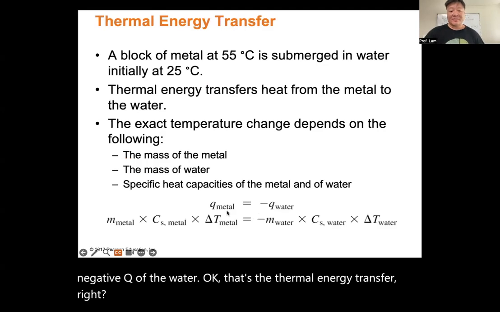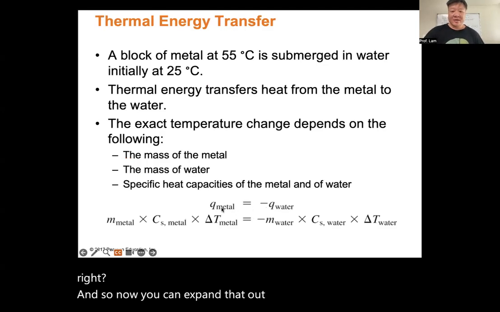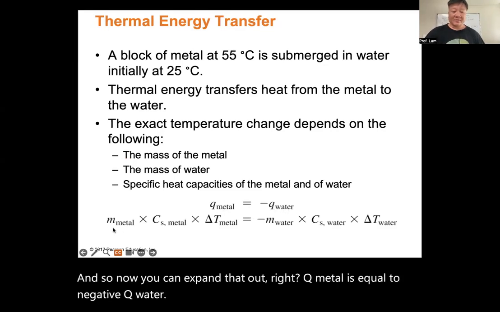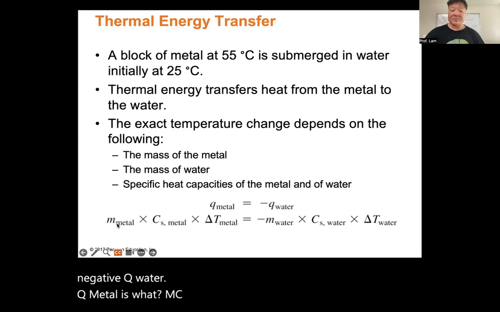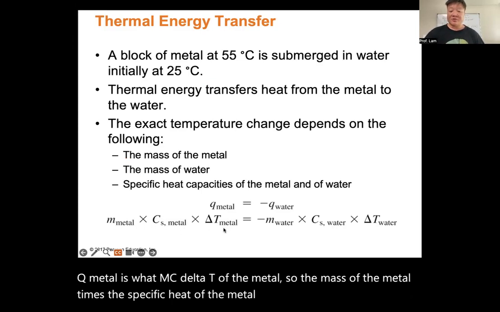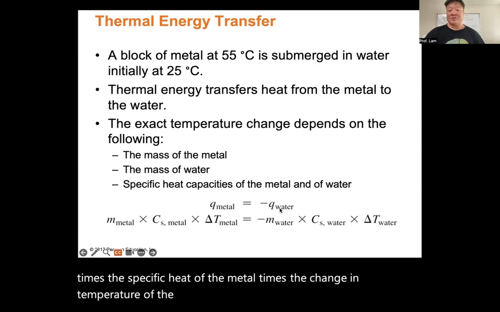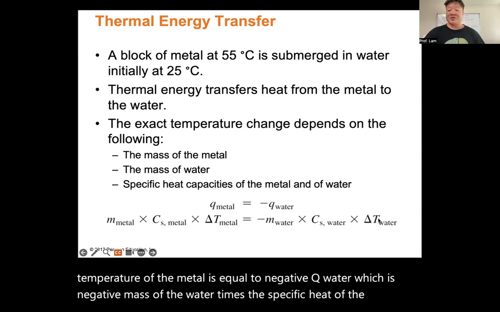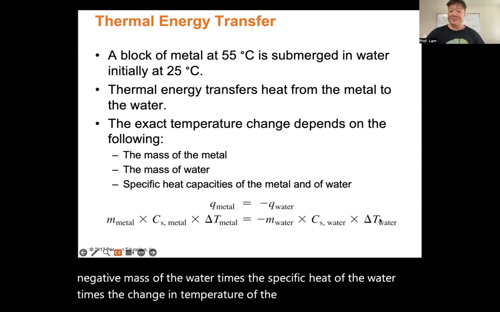And so now you can expand that out. Q metal is equal to negative Q water. Q metal is what? MC delta T of the metal: the mass of the metal times the specific heat of the metal times the change in temperature of the metal, is equal to negative Q water, which is negative mass of the water times the specific heat of the water times the change in temperature of the water.